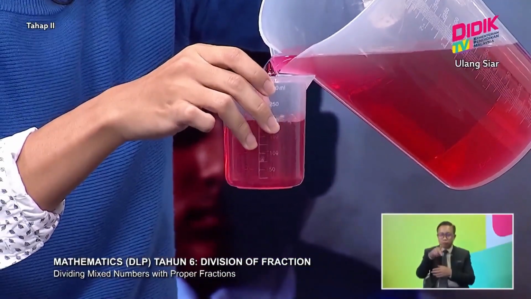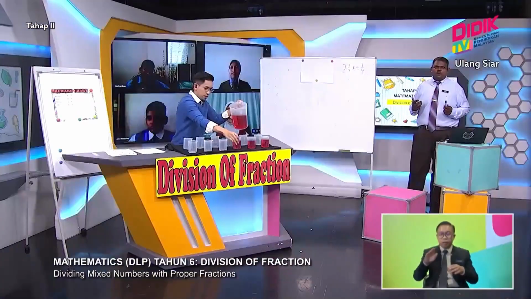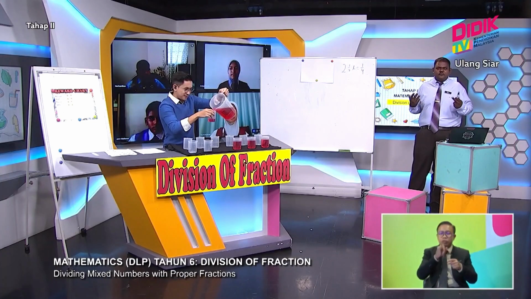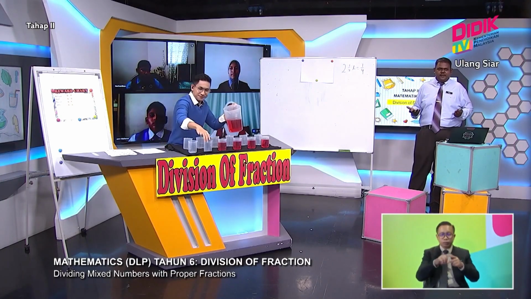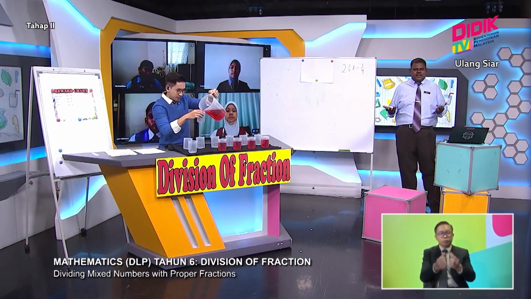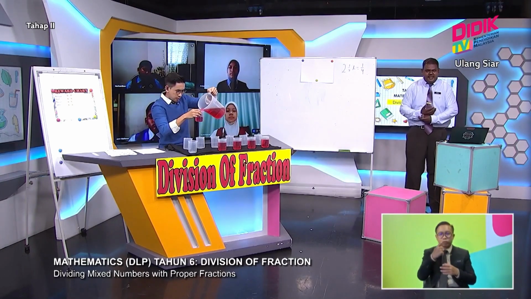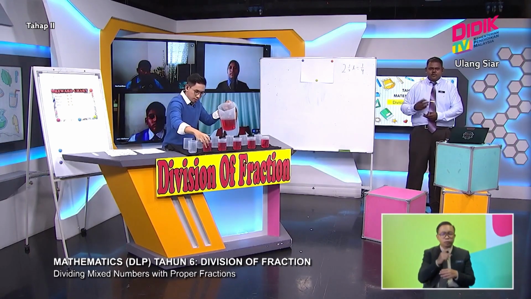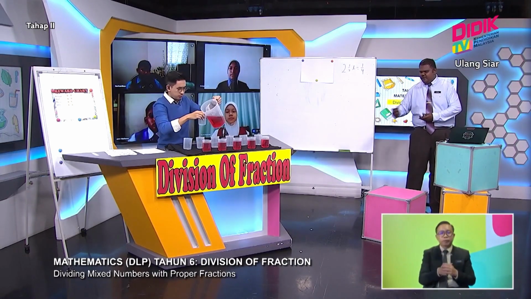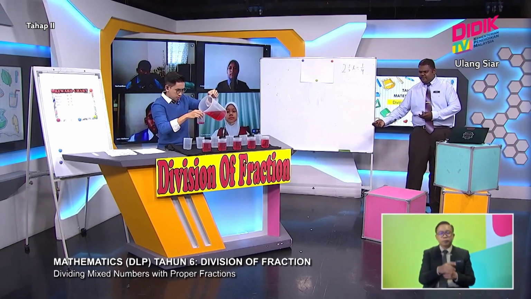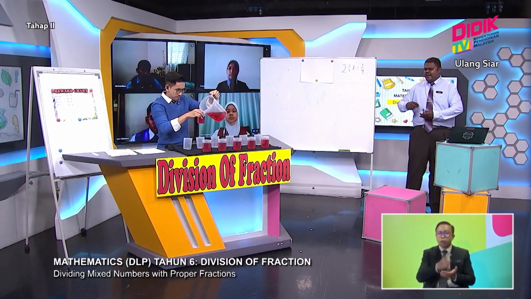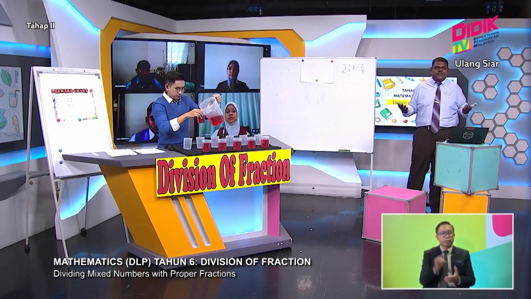Okay, kids at home and everyone, as we know, the concept of division is very important. The concept of division is sharing equally or grouping. What does sharing equally mean? Let's say I have 10 candies, I'm going to share it with 2 of my siblings. So one for you, one for you, another one for you, another one for you. That is sharing equally.